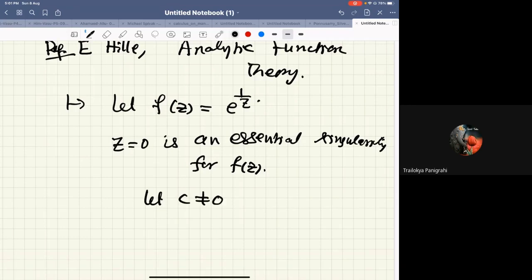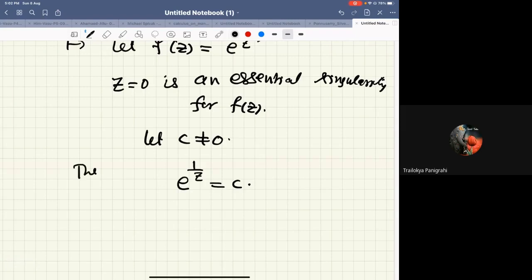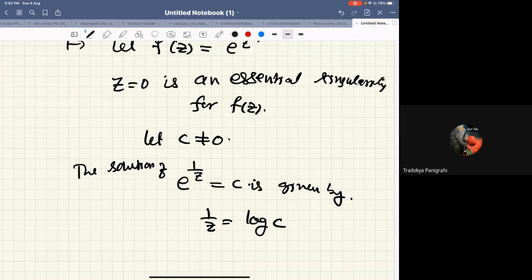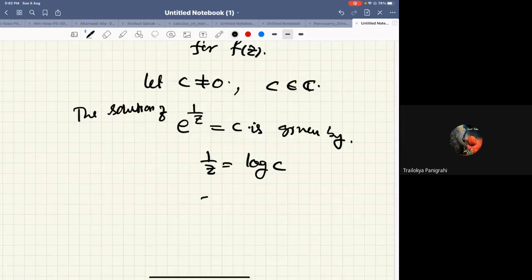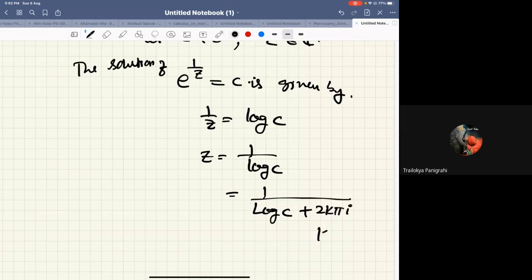Let c be not equal to 0. Then find the solution of e power 1 by z equals c. The solution is given by 1 by z equals log of c, where c is a complex number. So z is nothing but 1 by log c, and this can be written as 1 by the principal logarithm of c plus 2k pi i, where k belongs to Z.